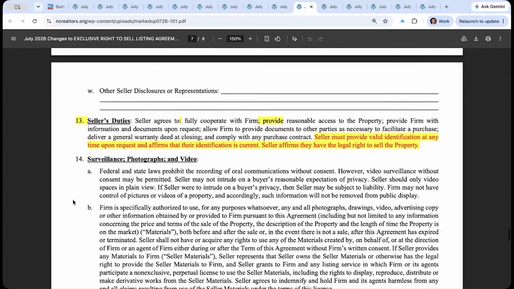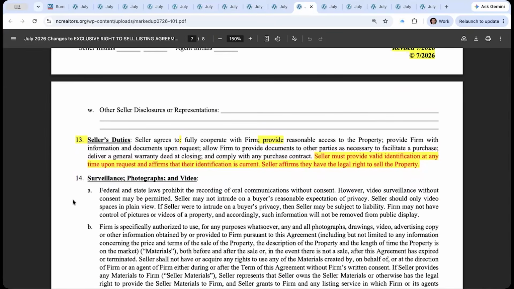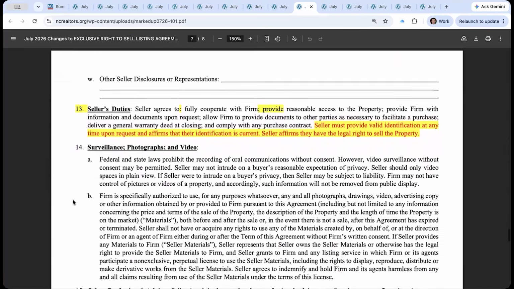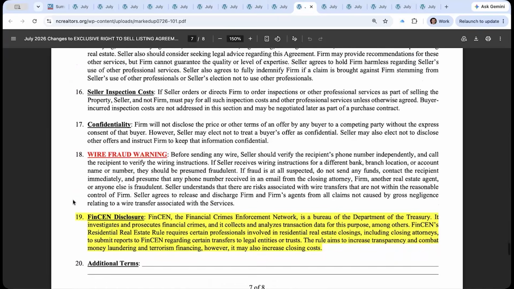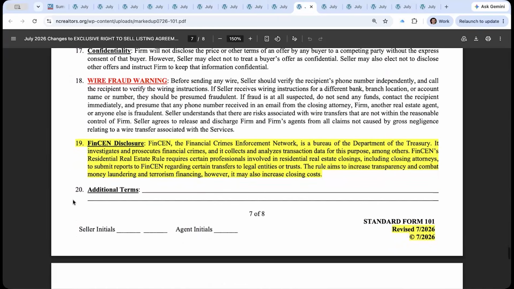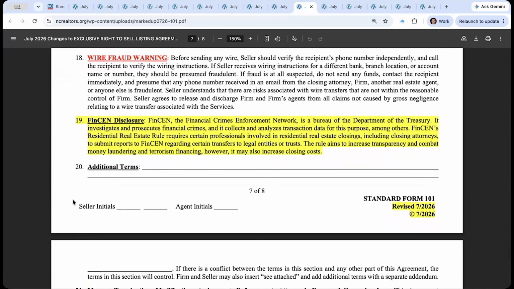And then down here, you have seller. This will be in red in the final form as well. Seller has to provide a valid ID. Is that going to help you avoid all scammers? I don't know about that, but at least it's something. And it's something where, to the extent possible, I can tell you NC Realtors is fully dedicated to make sure you guys have as many tools as possible to avoid scams.